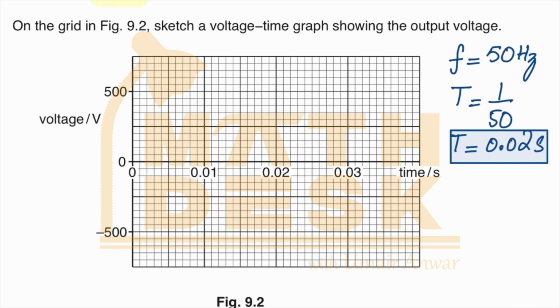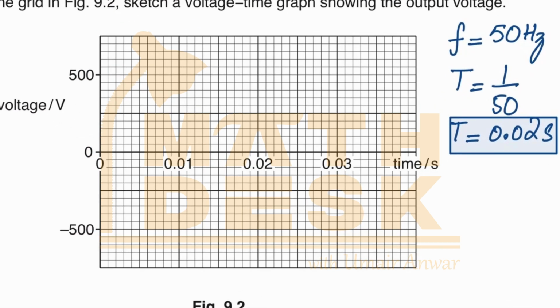Now, for this graph, the graph would be starting here at 0,0, and the wave would be completed at 0.02 seconds, which means half of the wave would be completed at 0.01. So the first half should be shown as positive and the second half would be shown as negative, and this is how the one wave of this alternating voltage would be shown. And then if we continue the drawing, then the second wave would be shown on this graph too.